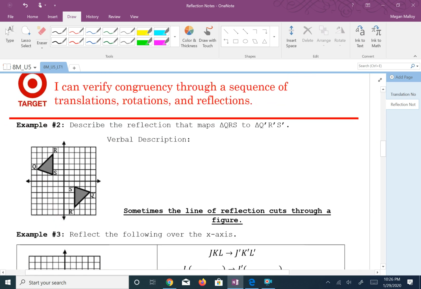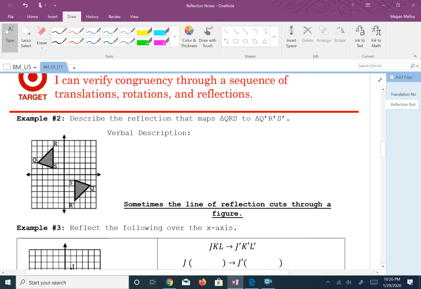So continuing to example 2, describe the reflection that maps triangle QRS to the image of triangle QRS. So again, we have to identify which is the pre-image and which is the image. Looking at the labels on the grid, I see that my upper left-hand corner has an R with no tick mark, and the lower right-hand corner has an R with a tick mark, which means that my upper left-hand corner is going to be my pre-image, and the lower right corner is going to be my image.